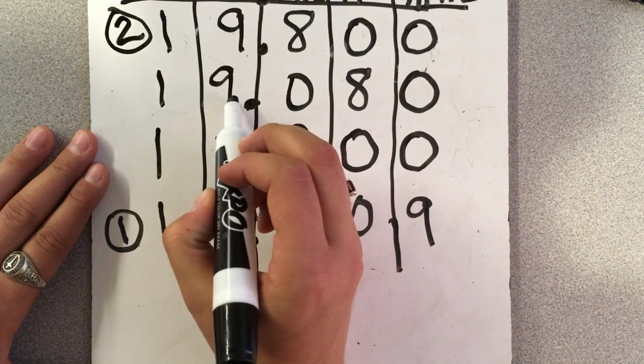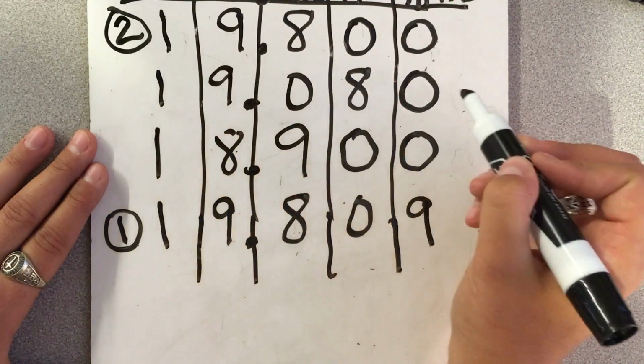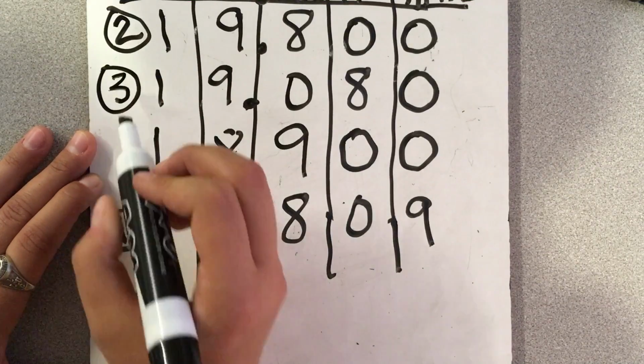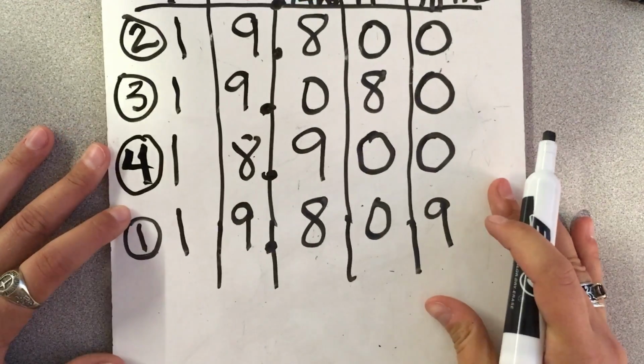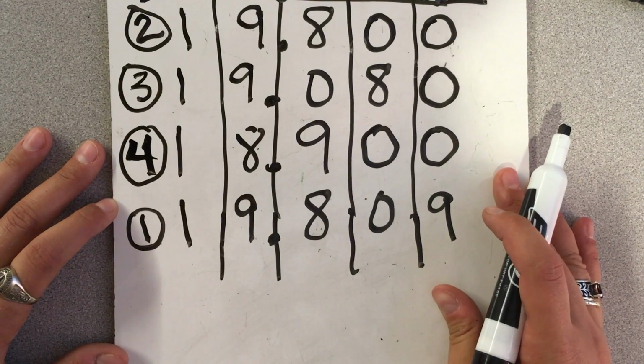Third would, of course, be the other 19. So we've easily ordered these 3 by comparing it in our place value chart. And the last one is the 18. But these place value charts will help students order their decimals correctly and answer any questions that they may need to in the future.